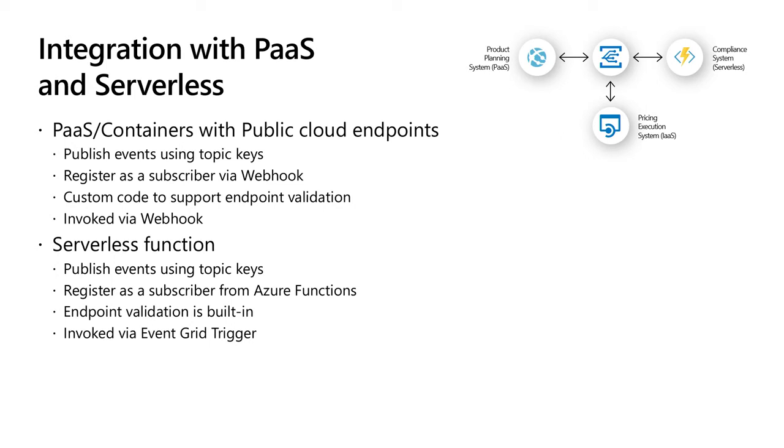Similar things apply for PaaS. Publishing is using topic keys, and registering your PaaS endpoint is via webhook. I'm sure everyone is aware of webhooks, right? You just have to pass in the webhook, and then you can register endpoints in the portal itself. And as I discussed, endpoint validation will have to be custom code, and it's invoked via webhook itself.